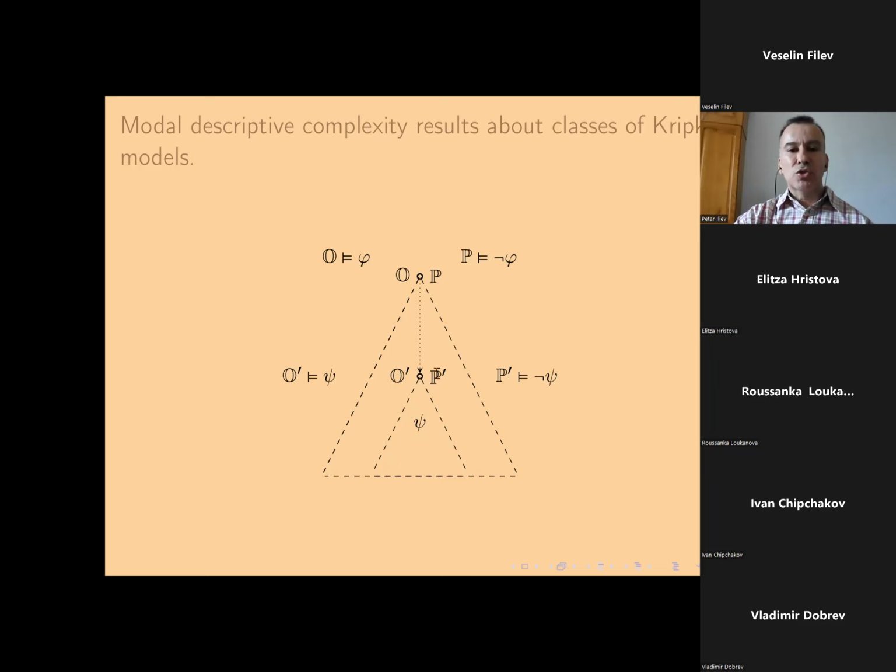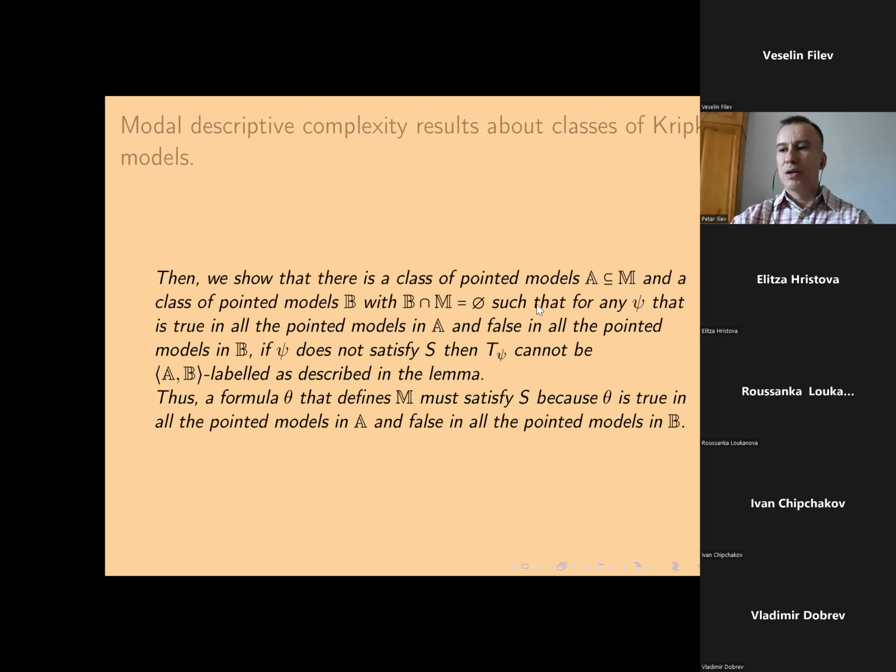And each such pair of classes of pointed models satisfies certain properties. Okay. And then we show, and here's the real difficulty in such proofs, which is usually combinatorial and graph theoretic, that there is a subclass of pointed models A, and a class of pointed models B whose intersection with N is empty, such that for any modal formula that is true in all the pointed models in A and false in all the pointed models in B, if this formula does not satisfy the complexity requirement, then its syntax tree cannot be labeled as described in the lemma.